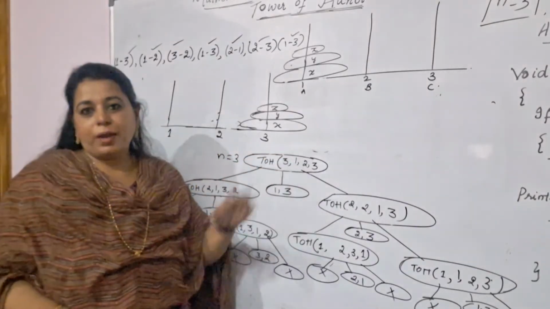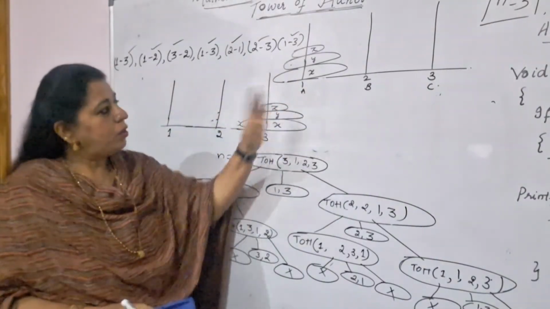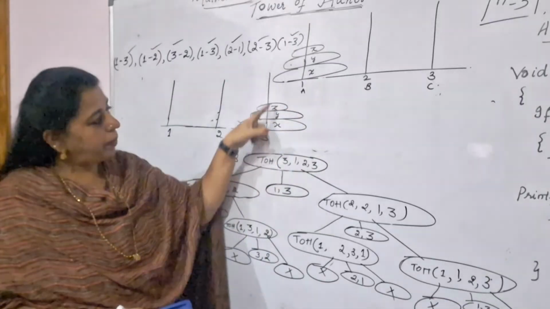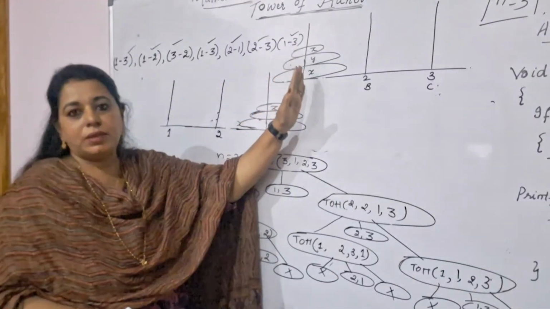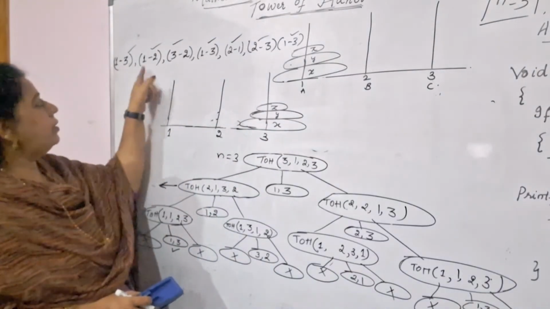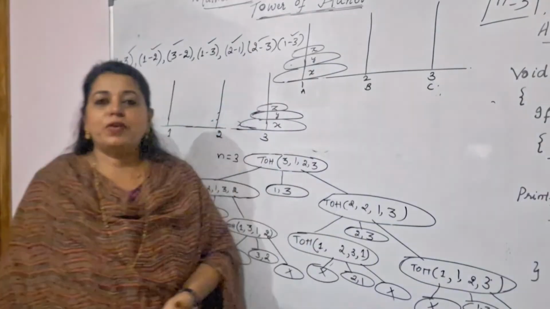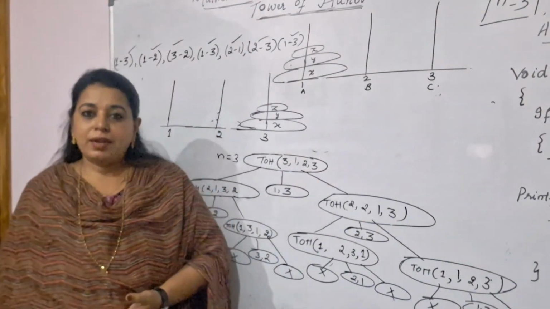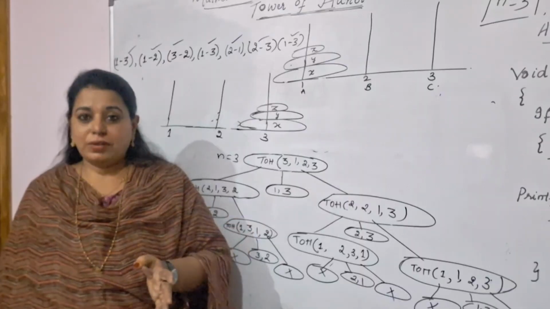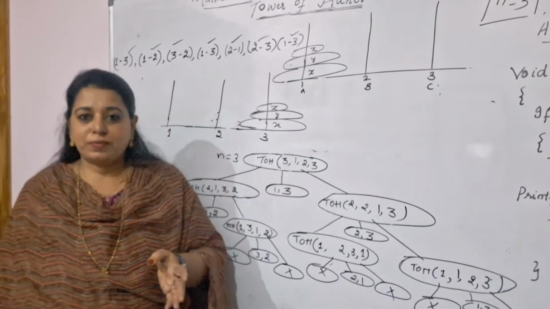So this is how you are able to successfully transfer all the 3 disks that were placed in tower 1 to the destination tower 3, and it should be in the same order in which it was initially given. And for this, 1, 2, 3, 4, 5, 6, 7 moves are needed here. If your number of disks keeps on increasing, then definitely the number of moves also keeps on increasing. You have to check here the time efficiency of this algorithm.